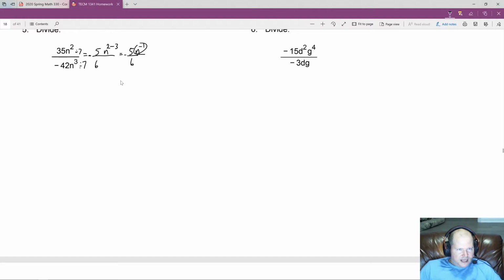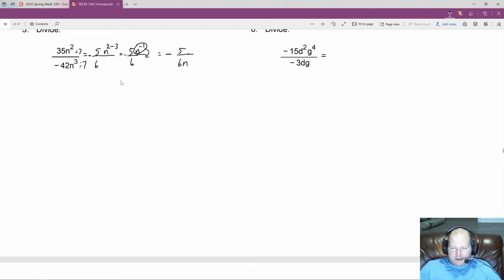To get rid of that negative power, we have to put it on the bottom, which means we end up with negative 5 over 6 with the n to the 1st power on the bottom. And you don't even need to put the 1st power. Or you could just think there's 2 n's on top that will cancel out with 2 n's on the bottom, leaving you 1 n on the bottom because you had more n's on the bottom to begin with. All right, let's try the next one.